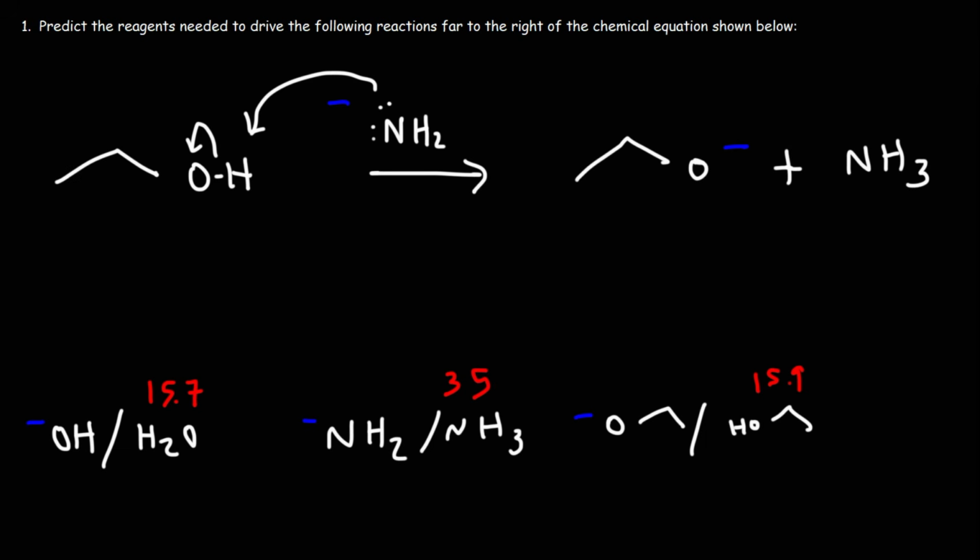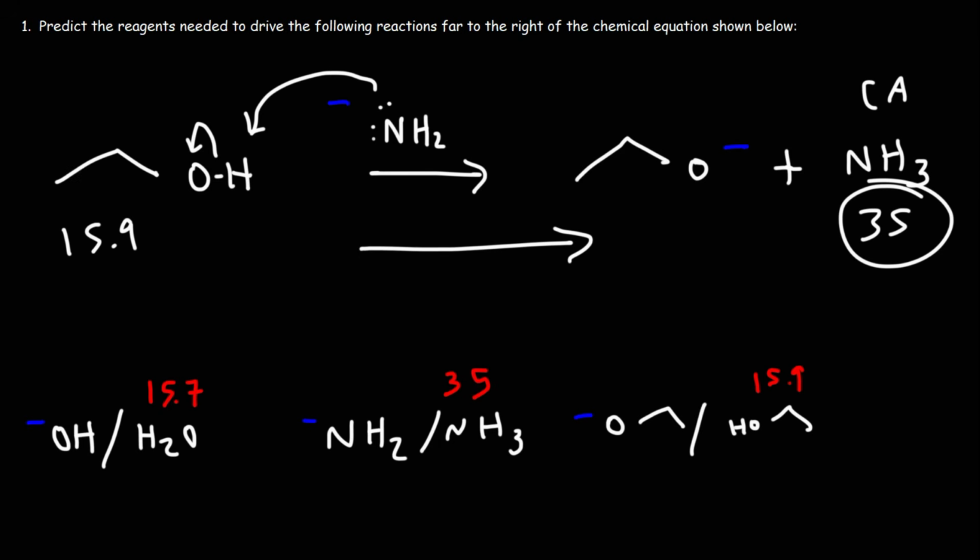So now let's compare the pKa of the original acid, which is 15.9, to the pKa of the conjugate acid, which is about 35. The reaction is going to shift in the direction towards the weaker acid, towards the acid with the higher pKa value. So it's going to definitely shift to the right because the pKa of ammonia is much higher than ethanol. So that's how you can choose a strong enough base. You want to choose a base where the conjugate acid of that base has a pKa of 2 or more units higher than the original acid.